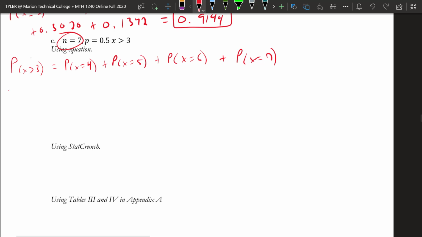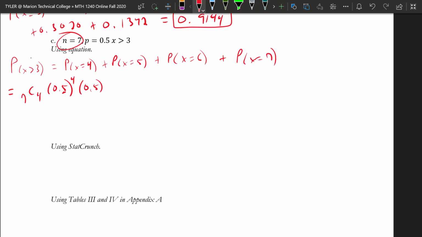So then using the equation, this would be equal to 7 choose 4 times 0.5 raised to the 4th power times, and the probability of a failure would also be 0.5, right? So in other words, the probability of failure and success are equal in this case, right?